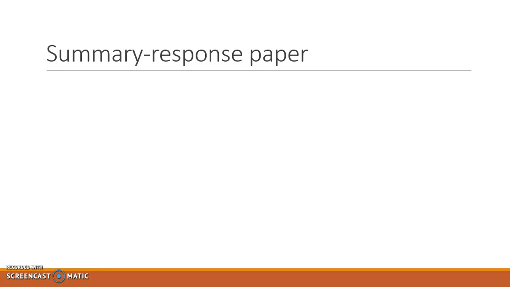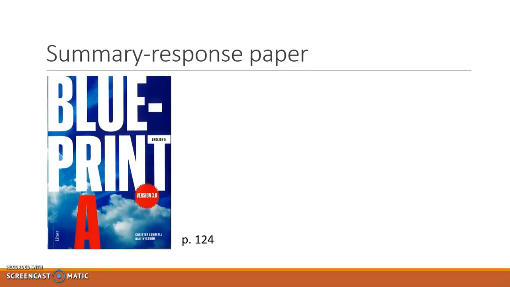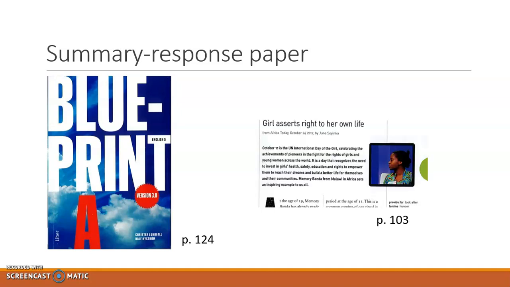Let's have a look at an example of a summary response paper. This example is taken from the course book Blueprint A, and you can find it on page 124 if you have the book. It's a response to the article Girl Asserts Right to Her Own Life, which you can find in the same book on page 103.